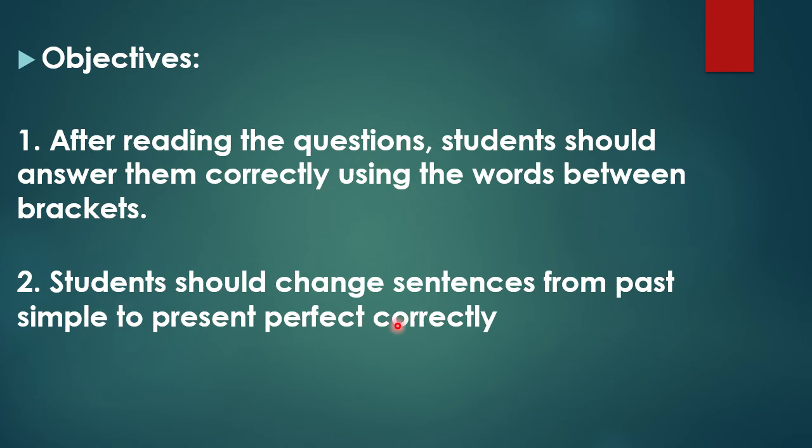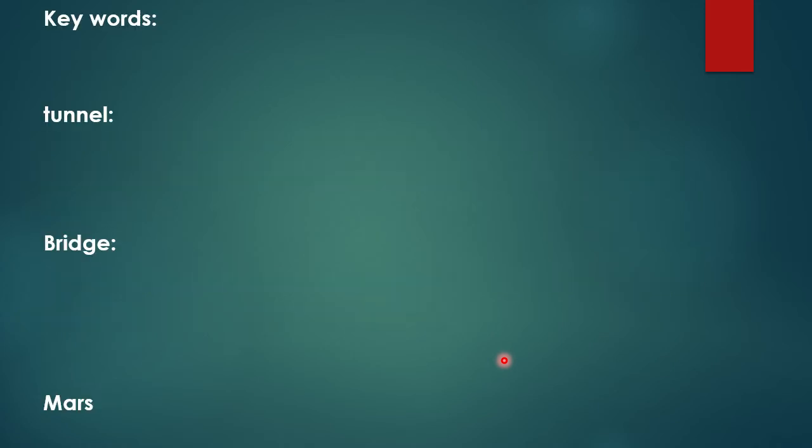Number 2, students should change sentences from past simple to present perfect correctly. I think now all of you should know the meaning of past simple and present perfect. Past simple, for example, when I say I went to the mall last week, I went in a specific time, which is last week. And present perfect is to use have or has followed by the third form of the verb. I have gone to the mall. Here I use have and gone, which is the past participle of the verb go, but I don't use a specific time in the past. I don't use yesterday or last week or whatsoever.